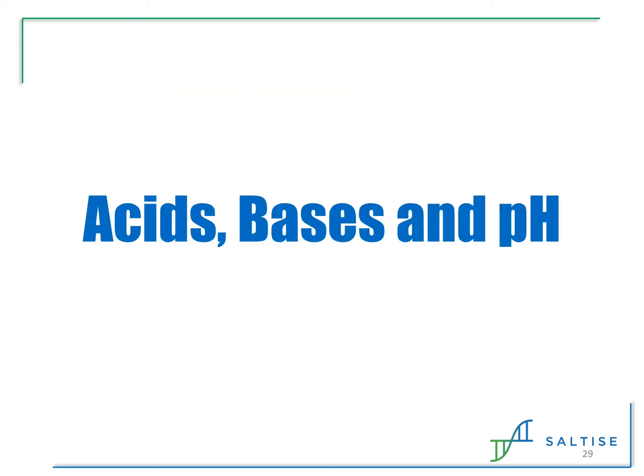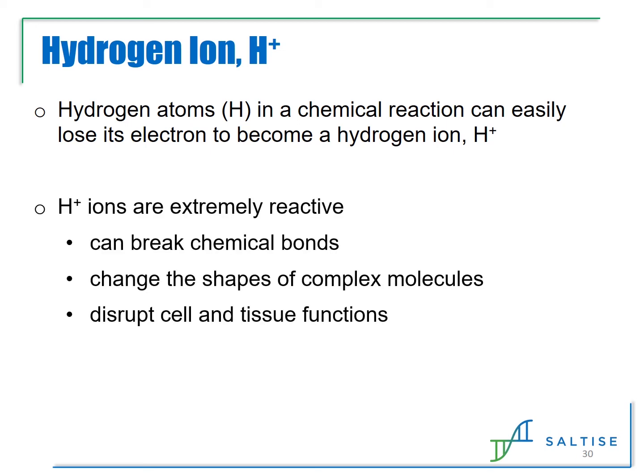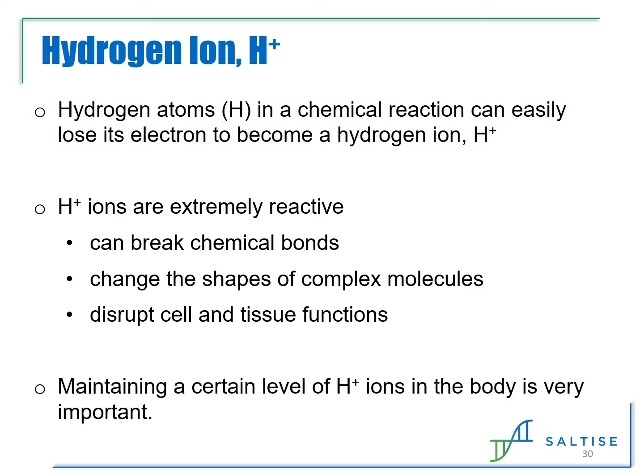We will now look at acids, bases, and the pH scale. Hydrogen atoms in a chemical reaction can easily lose its electron to become a hydrogen ion. Hydrogen ions are extremely reactive as they can break chemical bonds, they can change the three-dimensional shapes of complex molecules such as proteins, and they can disrupt cell and tissue functions. It's very important to maintain a certain level of hydrogen ions in the body since they affect many of the physiological processes. We'll now have a look at acids and bases, both of which are important substances in chemical and biological systems that influence the hydrogen ion levels.